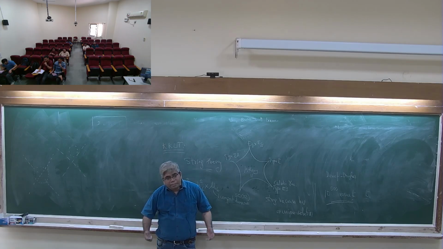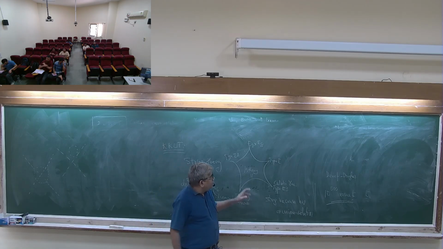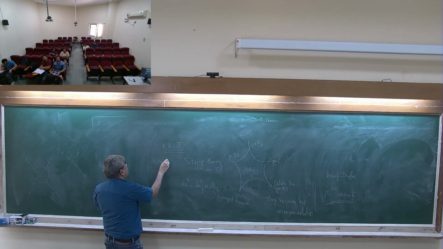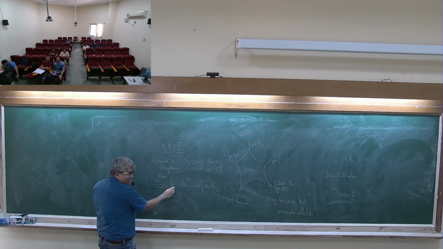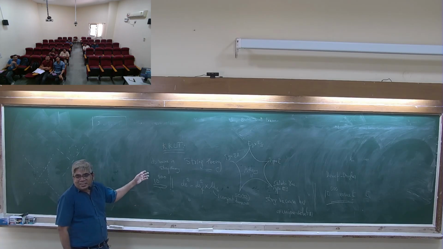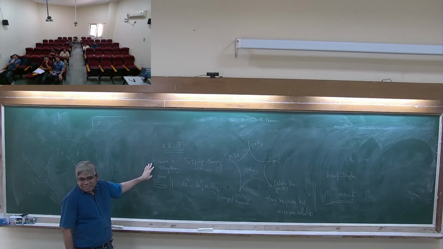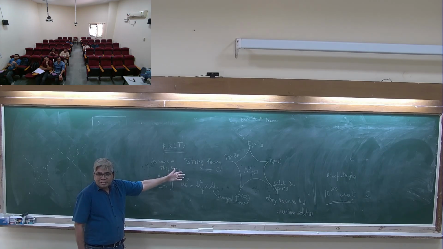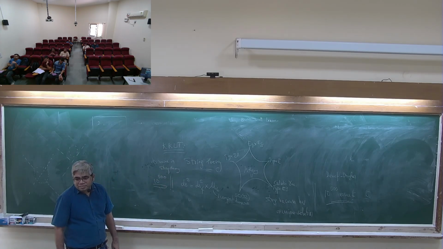Now what KKLT have shown is dS vacua in string theory, 10 power 500 of them. Okay, all of them were de Sitter vacua, and they constructed all these vacua explicitly and showed that there is a landscape of vacua possible.